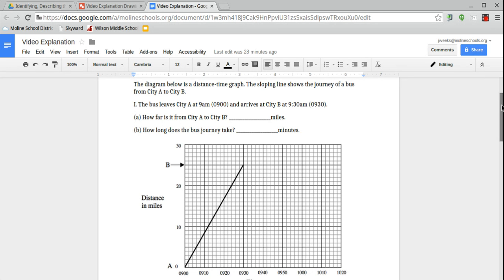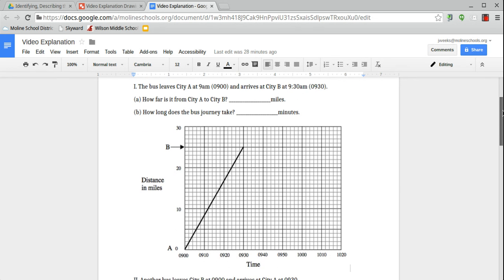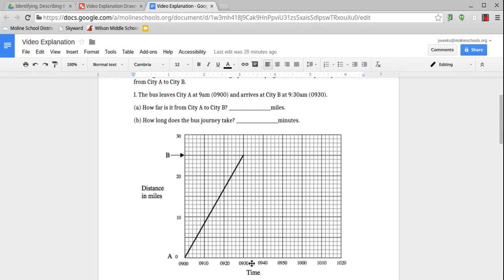Notice that when I scroll down, my x-axis is the time the bus route takes, and my y-axis is the distance in miles. So my first question says the bus leaves city A at 9 o'clock. So I'm going to look down here. Sure enough, it's leaving at 9 o'clock from city A, and it arrives in city B at 9:30. Sure enough, that is when it's arriving.